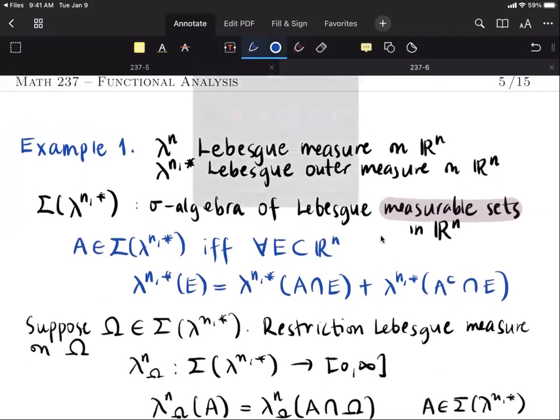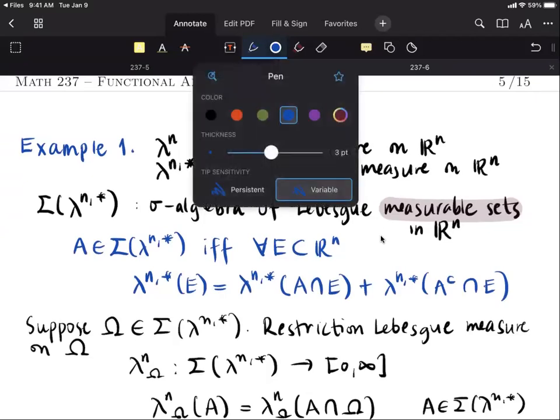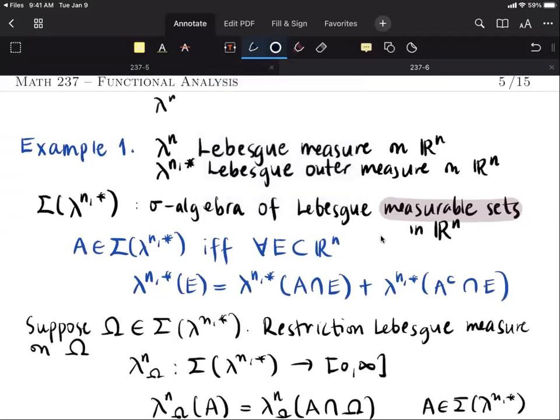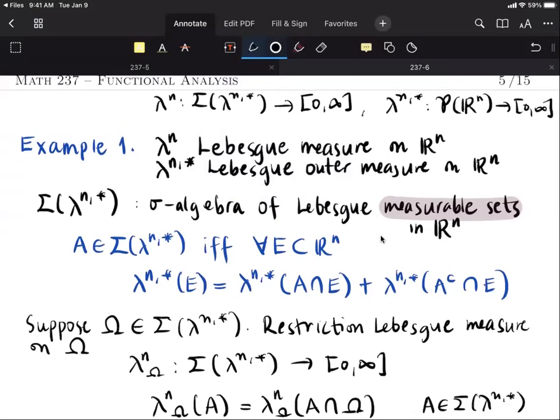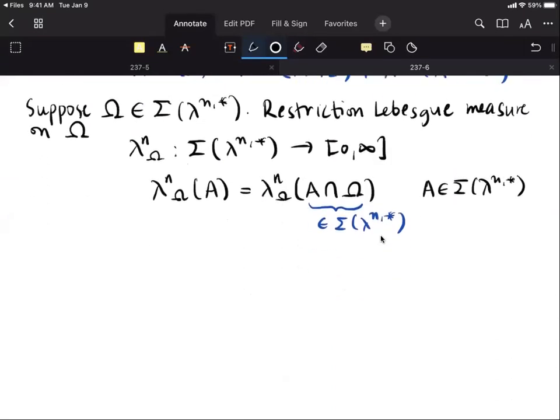Okay, so by the way, here lambda_n is defined on the measurable sets, while the outer measure is defined on all subsets of R^n. So that's the difference between these two measures. The other one is only an outer measure.